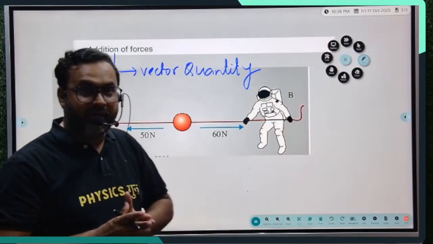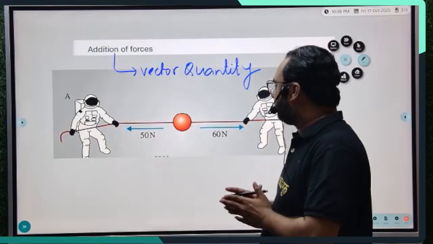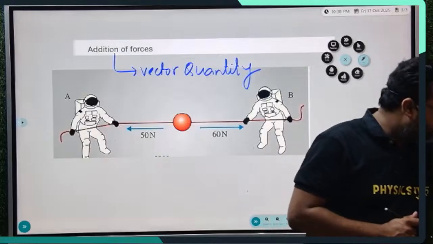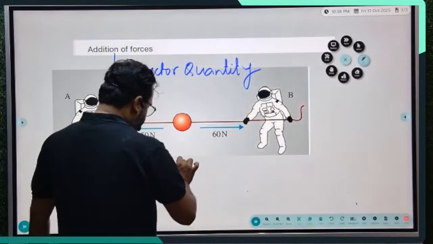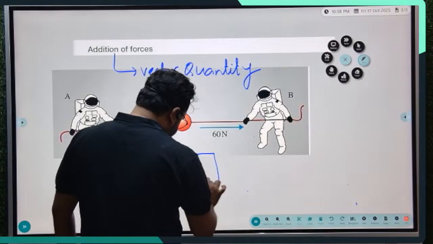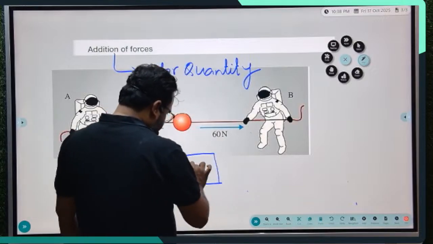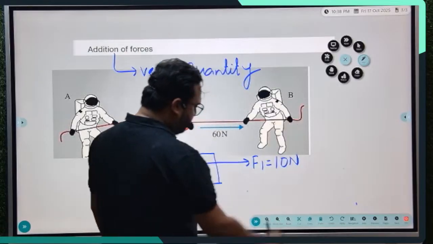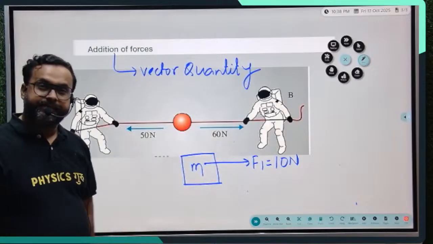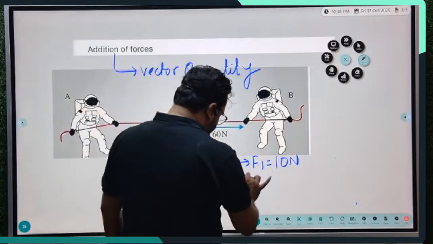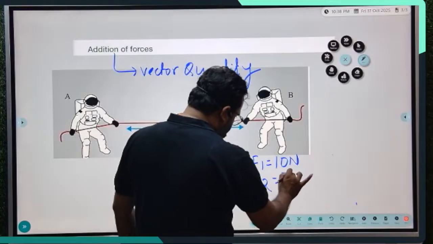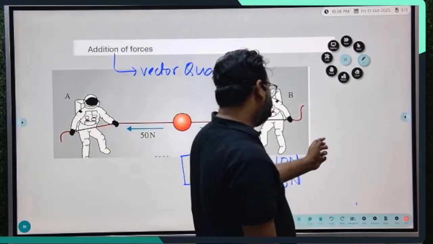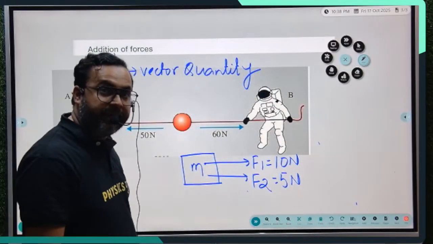So what is vector addition law? This law states that suppose we have an object whose mass is m, and we are applying a force, say F1 is equal to 10 Newton towards right hand side. F2 is acting 5 Newton in the same direction.